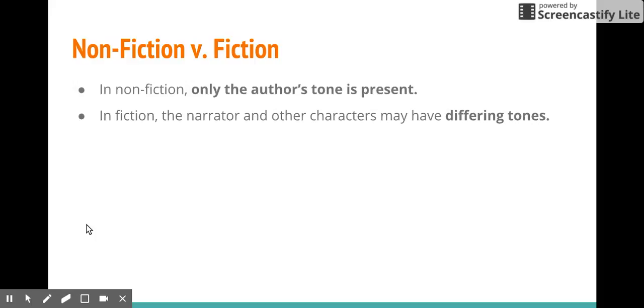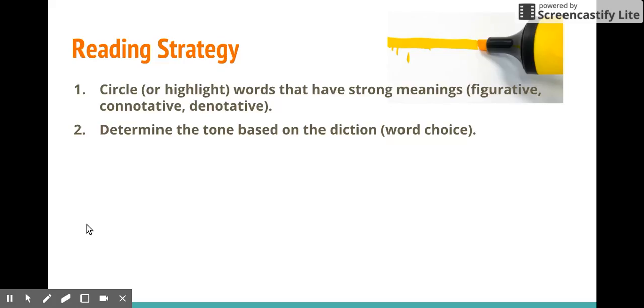Now, in nonfiction, only the author's tone is present. But in fiction, the narrator and the other characters may have differing tones, so you have to get used to that, okay? So the reading strategy that we're going to do is we're going to circle or highlight words that have strong meanings, either figuratively with connotation or denotation. And then you're going to determine the tone based on the diction, which is the word choice. This works best for poems, so we're going to use this a lot when we are studying poetry.